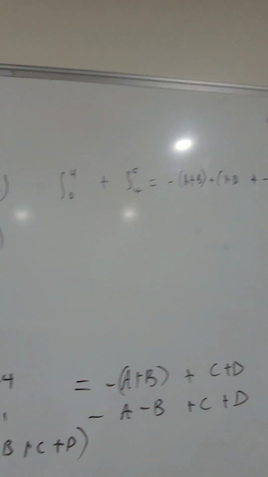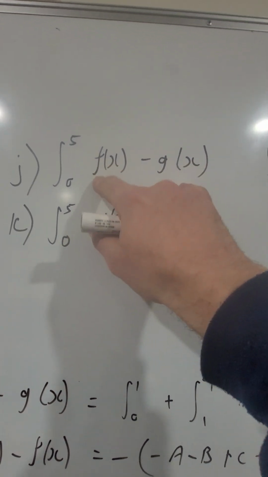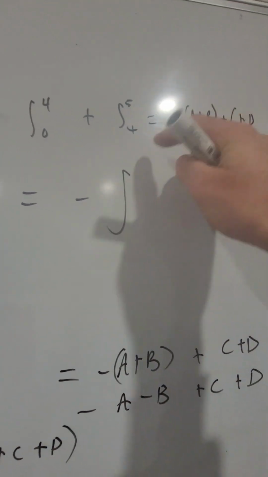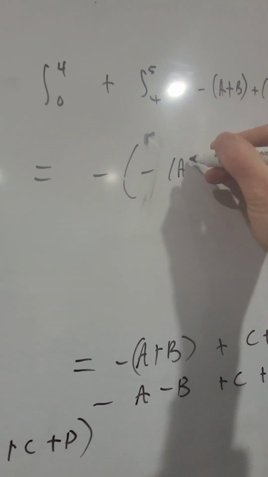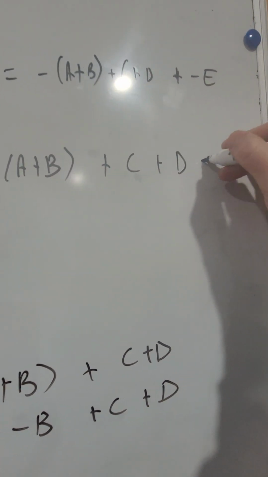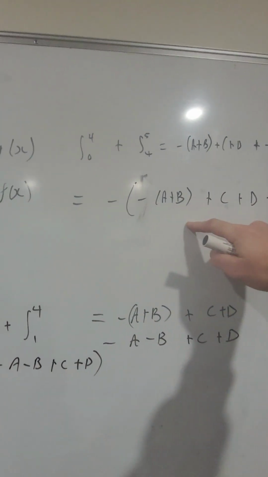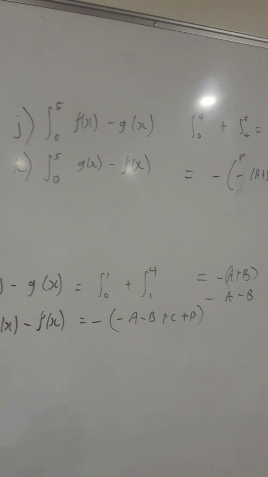All right, and then this last one here from 0 to 5 of g of x take f of x, well, that's just the negative of this calculation. So this one's just going to be the negative of, I don't need an integral symbol, I need all of that typed in there, minus a plus b plus c plus d take e. Now when we distribute that negative, it's going to change the value of the definite integral, but because the functions are switched around the wrong way, it's just a negative multiple of it.